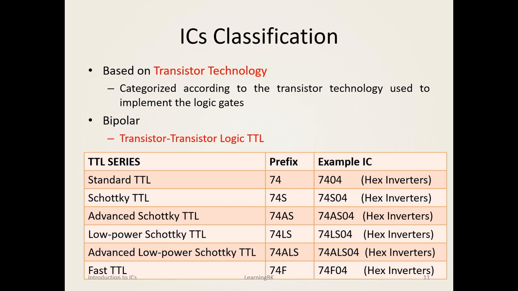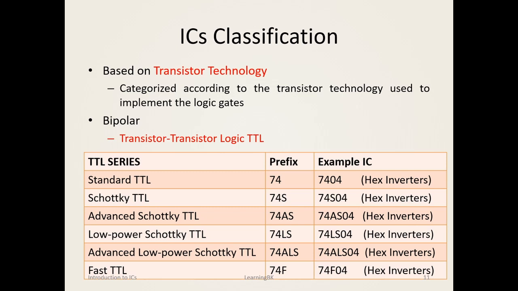So 74 denotes the standard TTL, and if 74 is followed by some alphabets, these alphabets denote the subfamily of the TTL family. The last two digits or the number at the end basically shows the functionality of the IC. So 04 shows that this IC is an inverter.